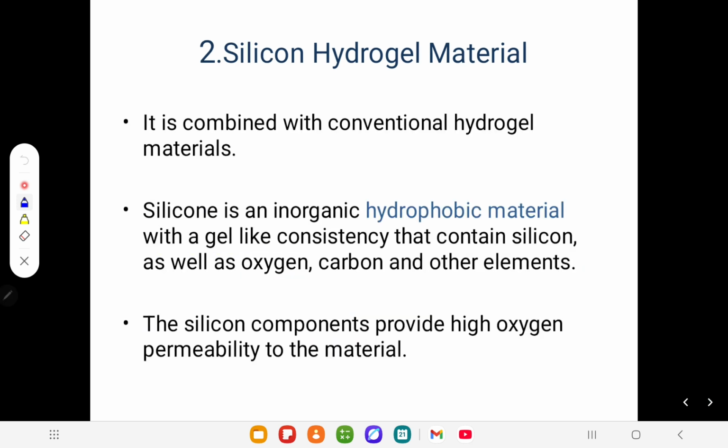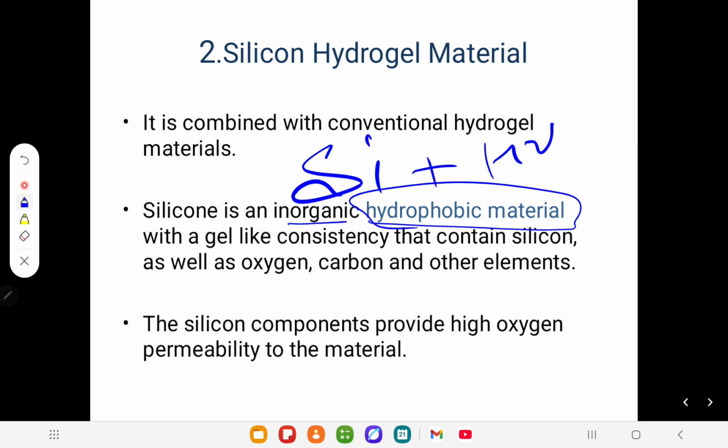So let's come to silicon hydrogel, which is nowadays the beloved material in soft contact lenses. It is combined with the conventional hydrogel material. Silicon is an inorganic hydrophobic material, as I talked about in my previous video. Silicon is hydrophobic plus hydrogel material is hydrophilic, and whenever scientists try to combine them, they get an opaque, not a clear thing. Okay, a gel with consistency containing silicon as well as oxygen, carbon, and other elements. The silicon component provides high oxygen permeability to the material. That's very important. The silicon component itself is hydrophobic, but it provides high oxygen permeability.